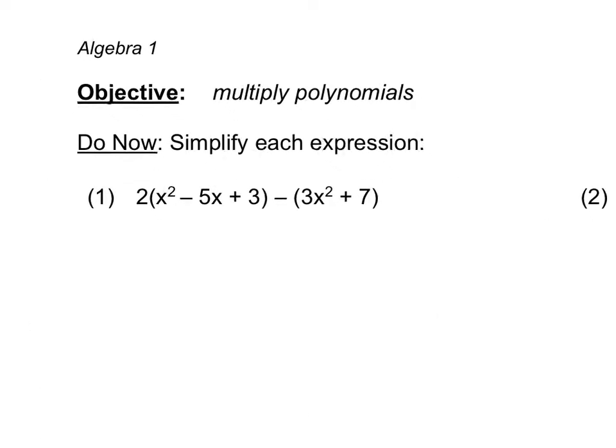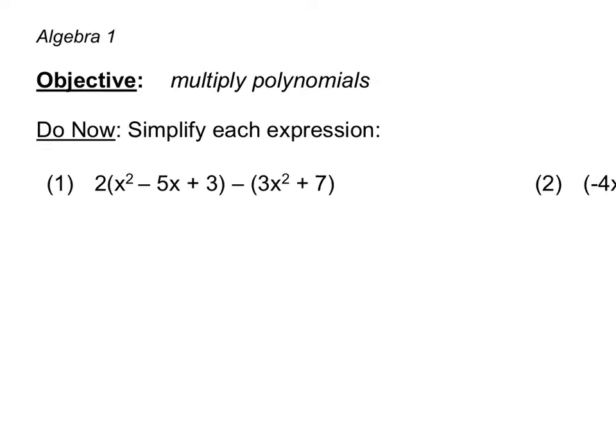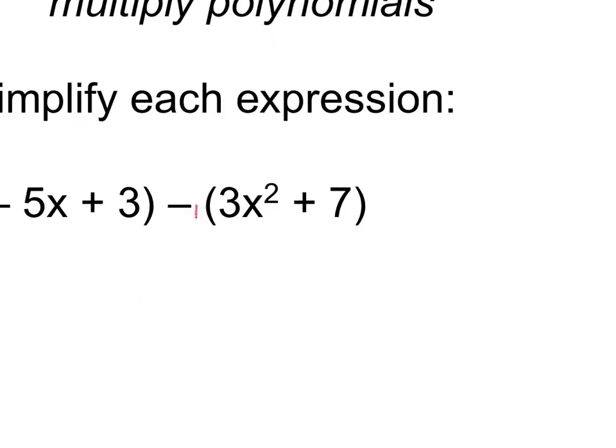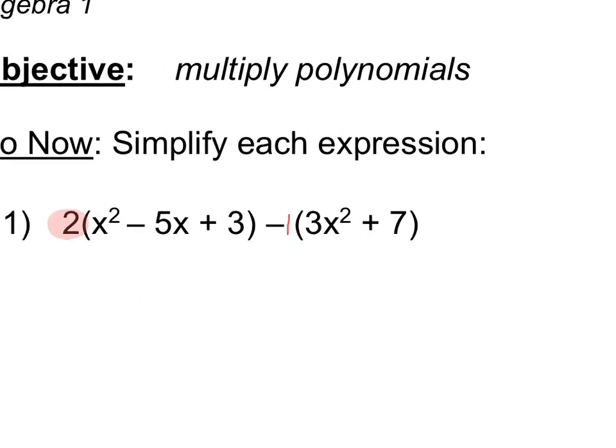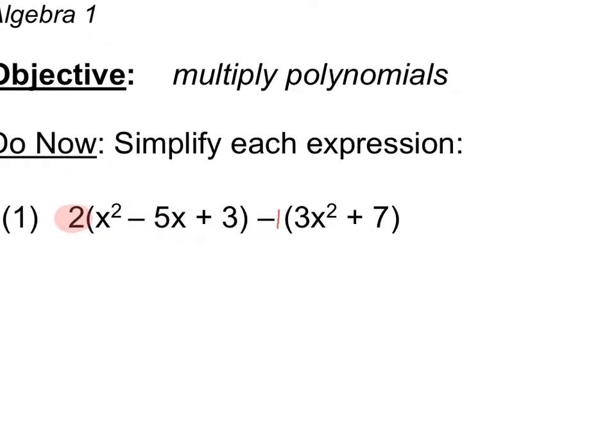All right, so let's take a look at number one. So in number one, first thing you want to do is distribute. So we have a positive 2 and a negative 1. Let me just get that in there a little bit. Both of which need to get distributed to each term within their respective polynomials.